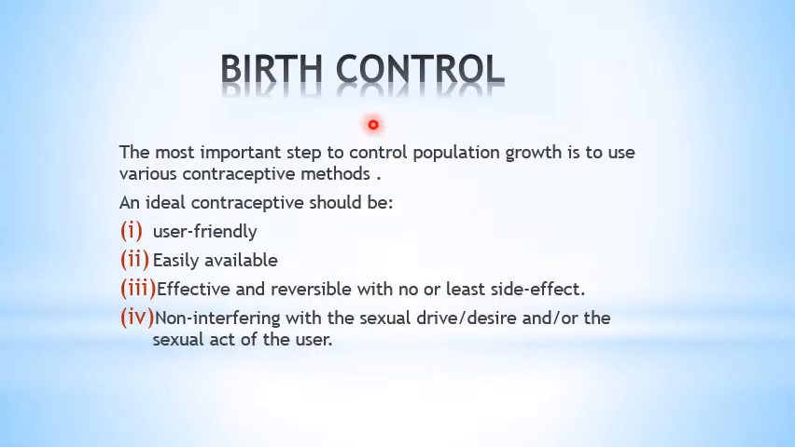Birth control. The most important step to control the population growth is to use the various contraceptive methods. The ideal contraceptive should be user-friendly, easily available, effective and reversible with no or least side effects, and non-interfering with the sexual drive, desire and or the sexual act of the user.